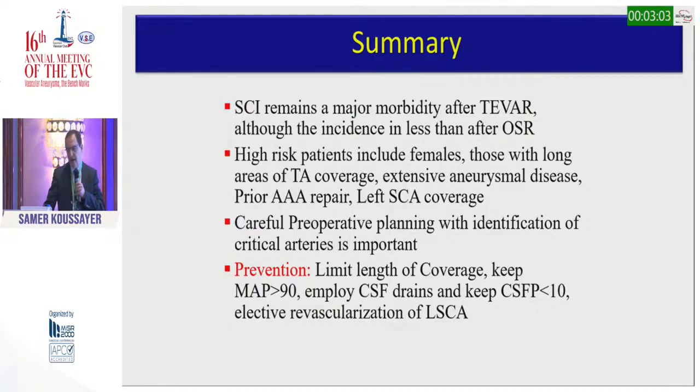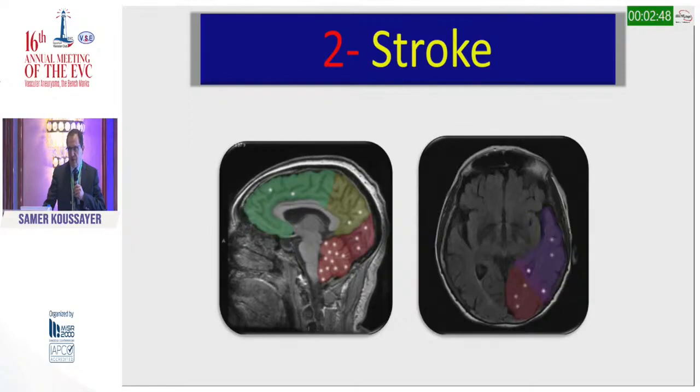How do we prevent it? By limiting the length of the coverage, keeping mean arterial pressure more than 90, employing CSF drainage and keeping CSF pressure less than 10, and elective revascularization of the left subclavian artery. Now we move to the stroke.